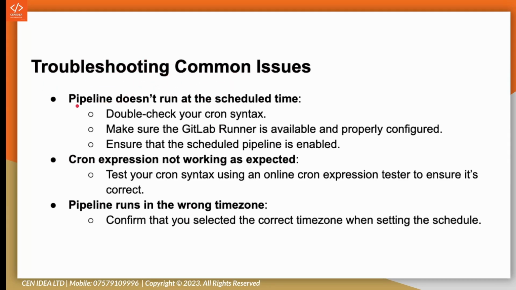with it. First one I found is that the pipeline doesn't run at schedule time. If it doesn't, again, just double check your Cron syntax. This Cron syntax is actually one of the major areas that people just fall down. Okay, so here is the pipeline doesn't run at schedule time. So here, double check your Cron syntax. Make sure the GitLab runner is available as well. Also ensure the schedule pipeline is enabled. These three things are usually key.